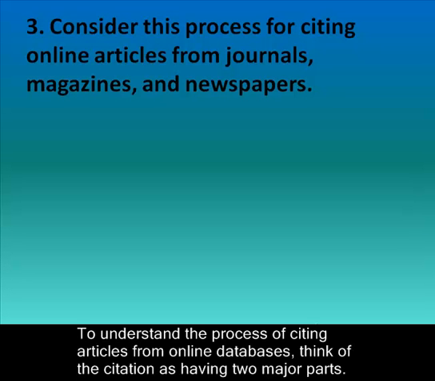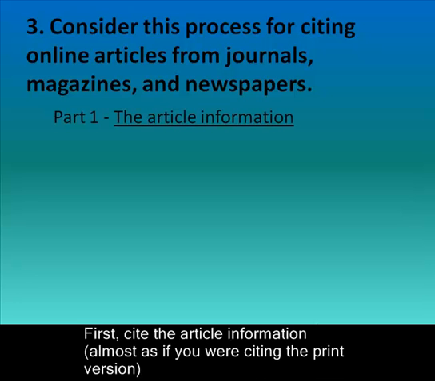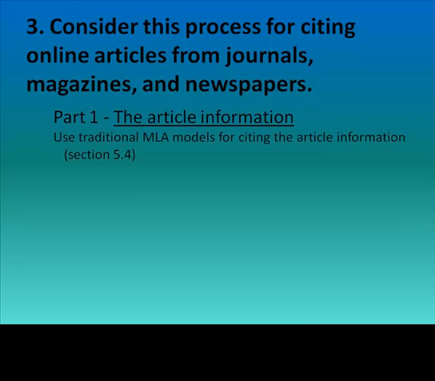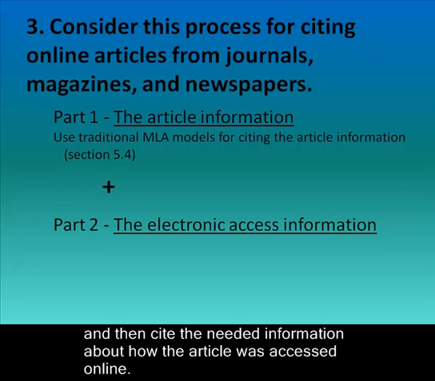To help you understand the process of citing articles accessed from online databases, think of the citation as having 2 major parts. First, cite the article information almost as if you were citing the print version. And then cite the needed information about how the article was accessed online.